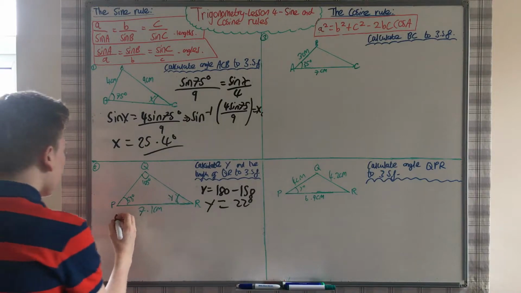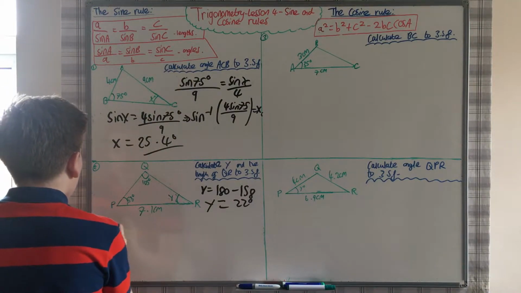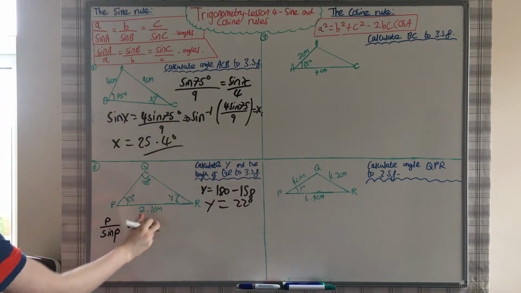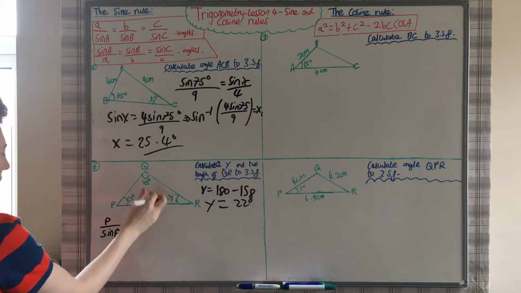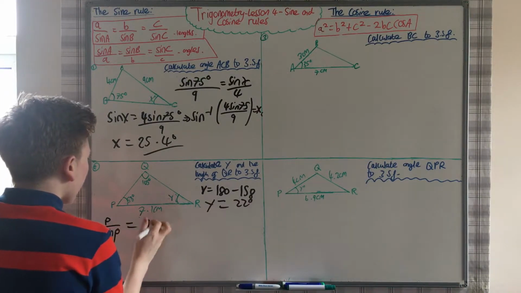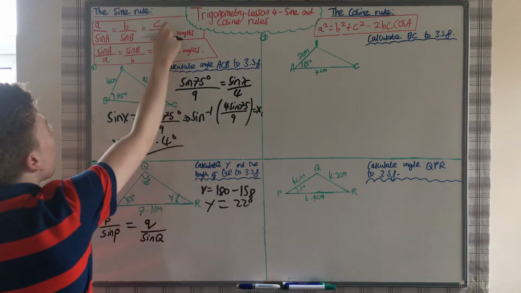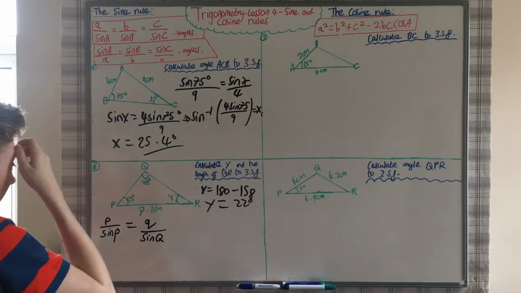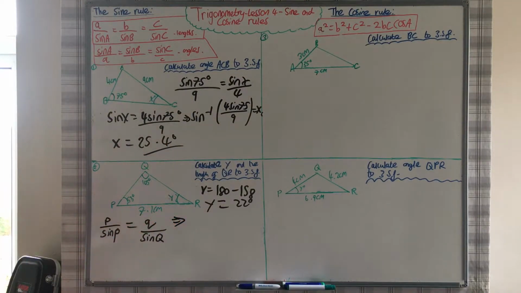So we can say that small p divided by sine P is equal to this, which is q, divided by sine big Q. And again, we're using the top one here because we're trying to find a length rather than an angle. Now we fill in the equation with the values we know.